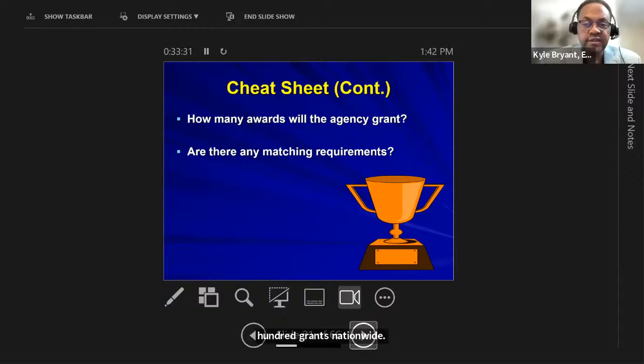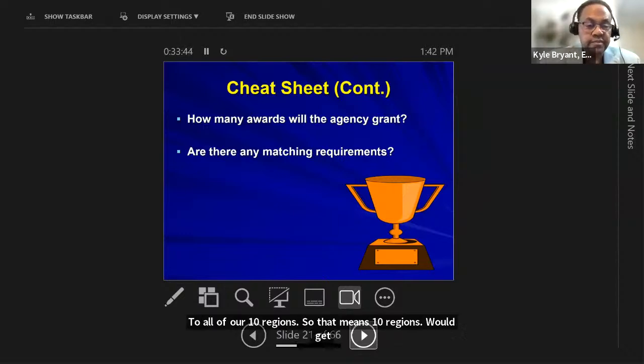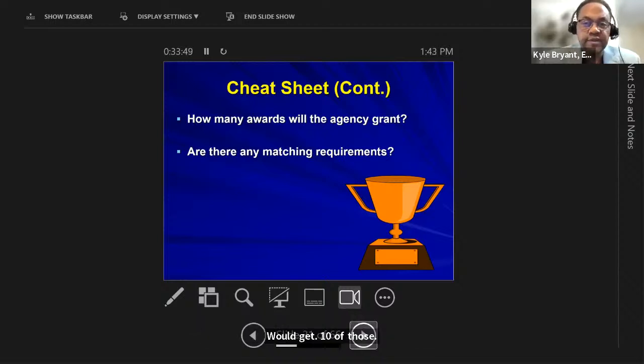What headquarters tries to do and the funding region tries to do is say, well, we will try to equitably distribute these funds to all of our 10 regions. So that means 10 regions would get 10 of those grants each. Then you have to decide for yourself, will your proposed project be one of those 10? And how competitive would the market be if they're only giving out 10 grants in this region alone? What's the likelihood of your project being funded? Is it worthy enough? And are there any matching requirements?